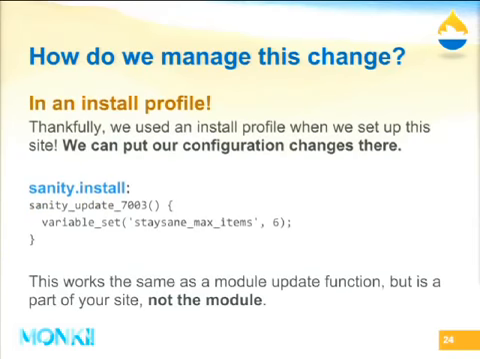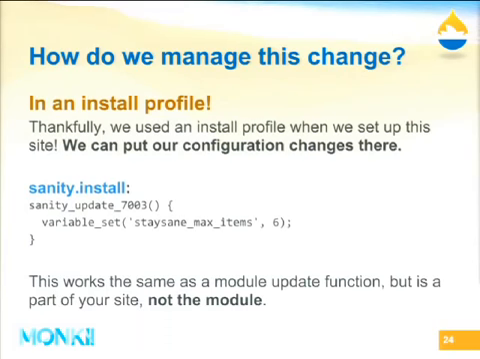So the question then is, how do we manage that kind of change? A change that deals with a module, but it's not required for that module. It's really a site-specific configuration. And basically, to do those kind of updates, we put that in our install profile. If we used an install profile to set up both of those sites, we can bang that same update function that does exactly the same thing in our sanity install profile.